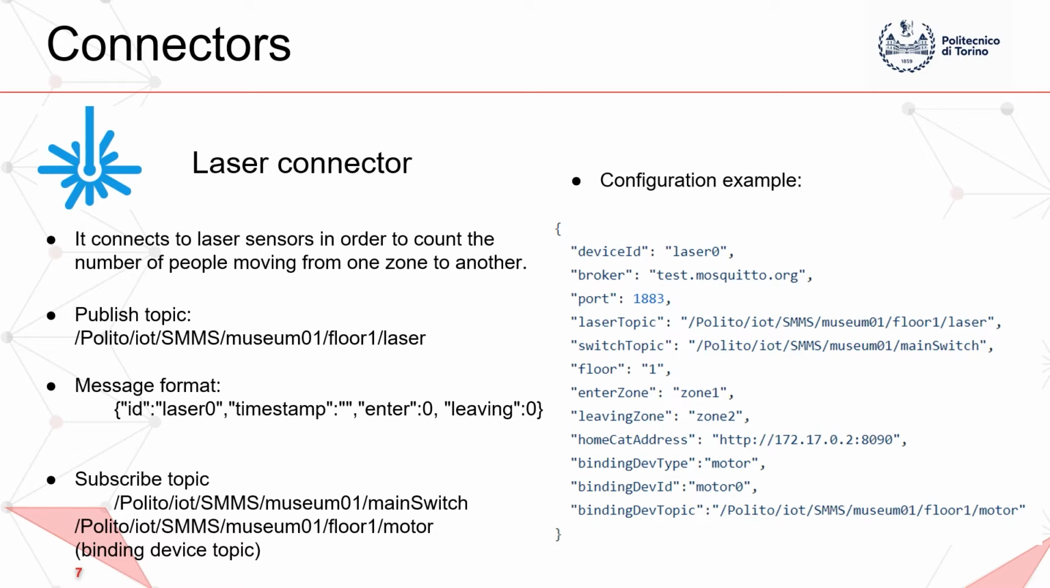Currently, connectors are also responsible for simulated sensor data generation. For laser connector, it will generate the number of people enter the enter zone or leave the leaving zone randomly. And in this condition, laser connector will also subscribe to a motor topic in order to change the generation mode when the zone is closed or opened.